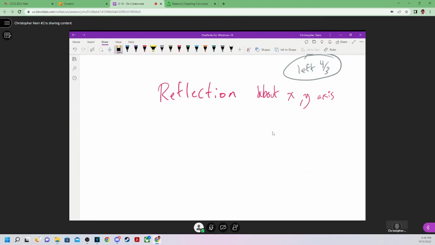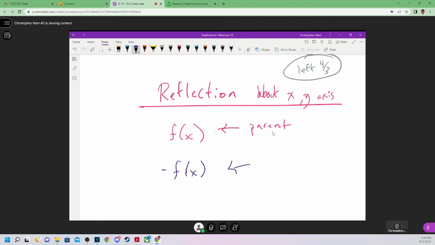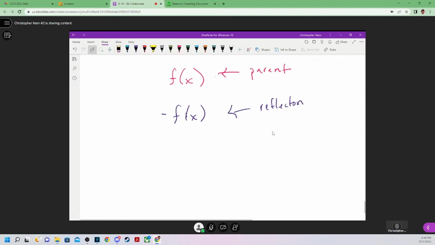Reflection about the x-axis and the y-axis. In particular, that's where the negative plays a role. So, if I have negative f of x, where f of x is the parent graph, let me see, the parent graph is f of x. Let's call this the parent. If I call this the parent, then negative f of x is going to be a reflection about the x-axis. It's a reflection about the x-axis.